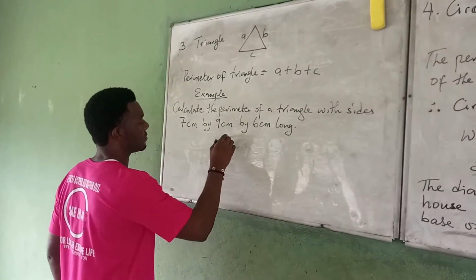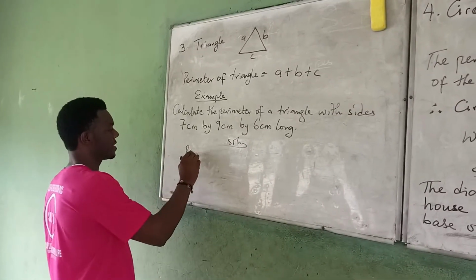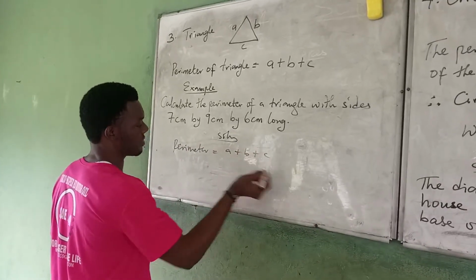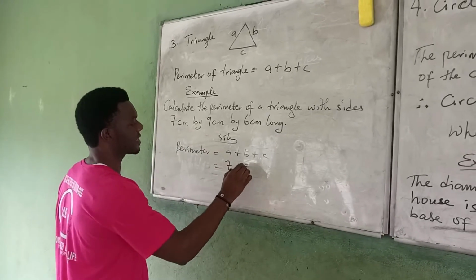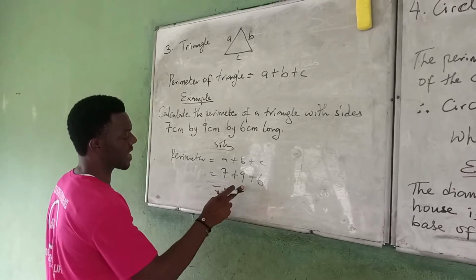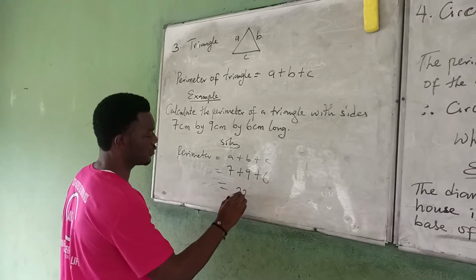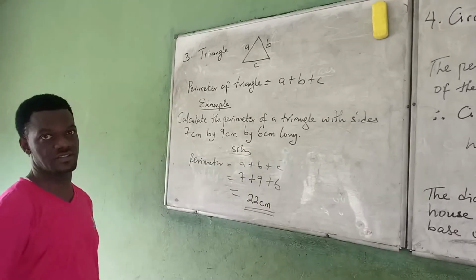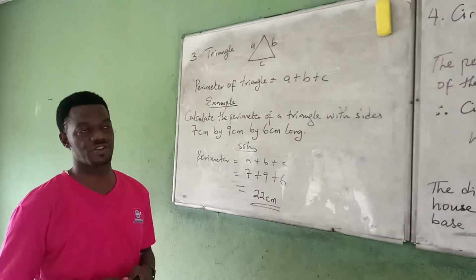Now, the solution. Normally we say perimeter. The perimeter of the triangle is equal to A plus B plus C. So you fix the numbers. We have 7 plus 9 plus 6, and 7 plus 9 will give you 16. 16 plus 6 will give you 22 centimeters. So it will always end in centimeters. This is the unit of measurement for this particular question.